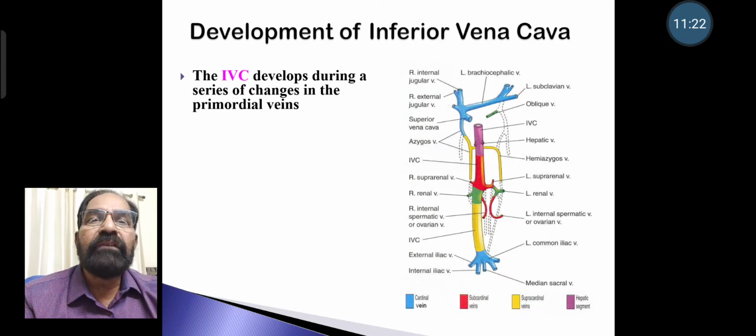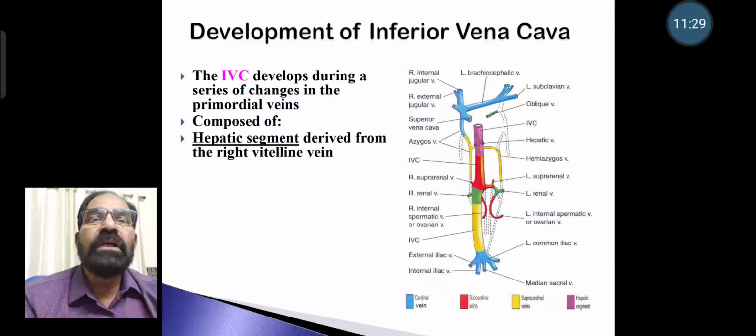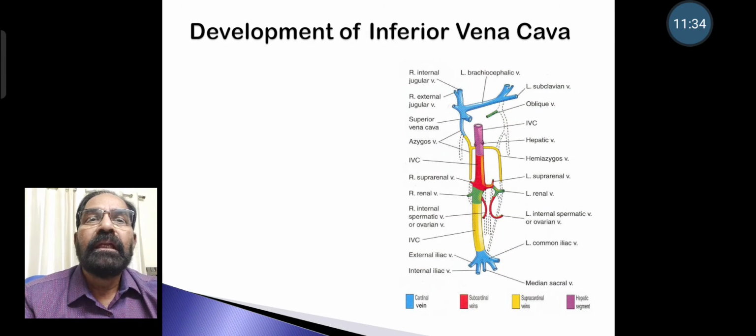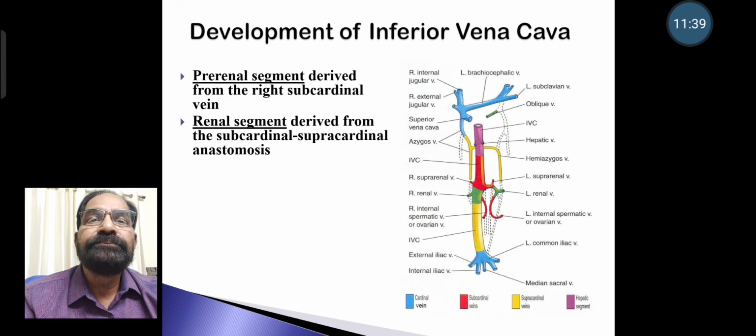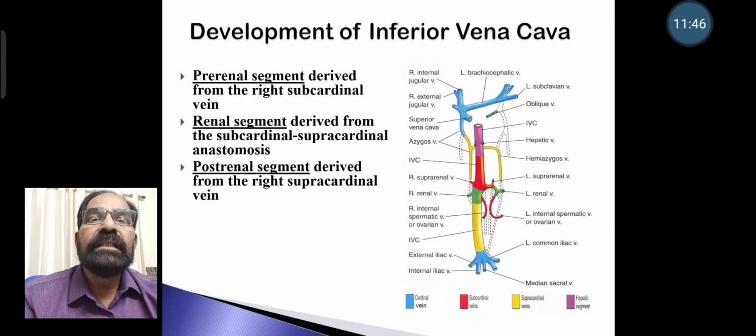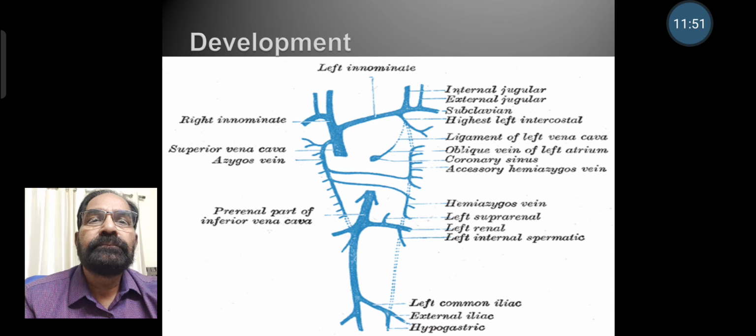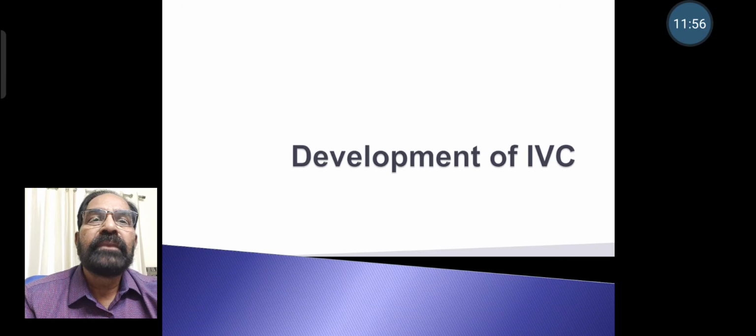So, inferior vena cava development, the IVC develops during a series of changes in the primordial veins composed of hepatic segment derived from right vitelline vein, prerenal segment derived from right subcardinal vein, renal segment derived from subcardinal and supracardinal anastomosis, postrenal derived from right supracardinal vein. So that shows the development of the inferior vena cava.